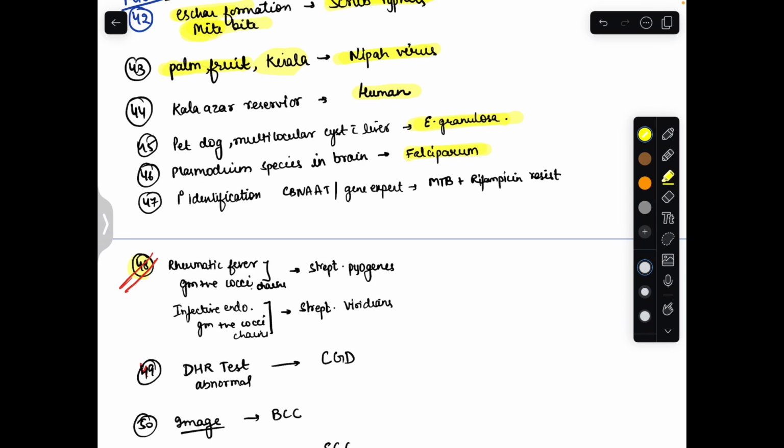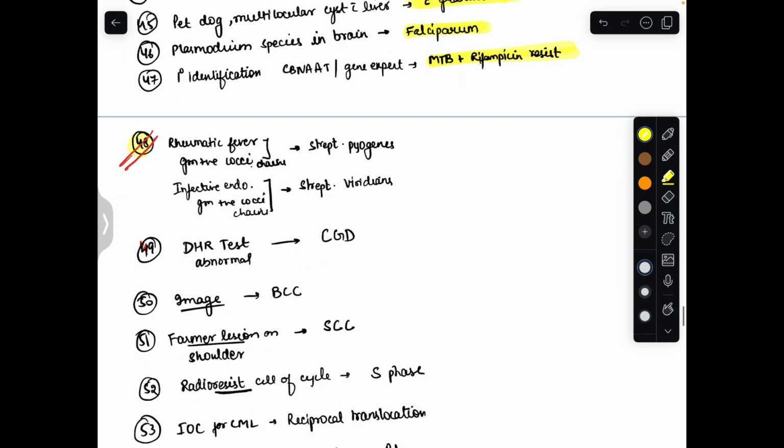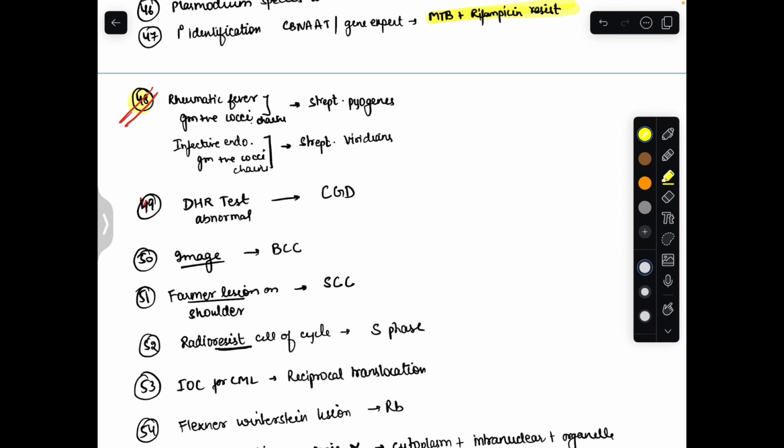Now for the 46th question, Plasmodium species in brain, the answer is Falciparum. Primary identification for CBNAAT or GeneXpert is MTB and rifampicin resistance is the correct answer.